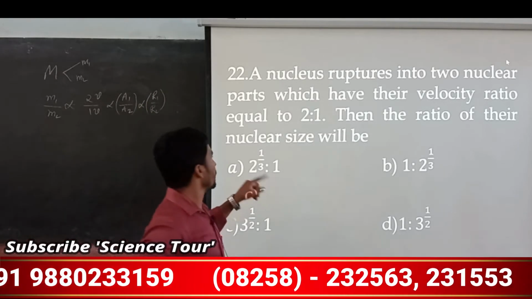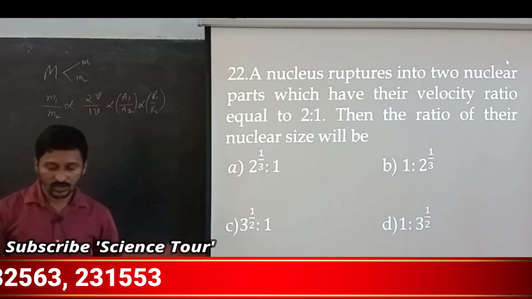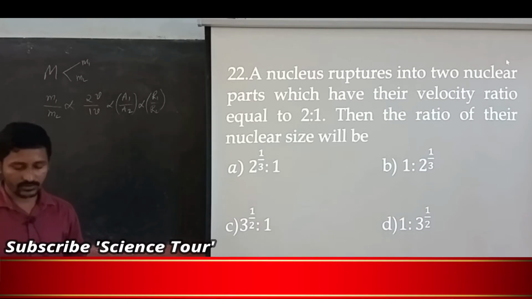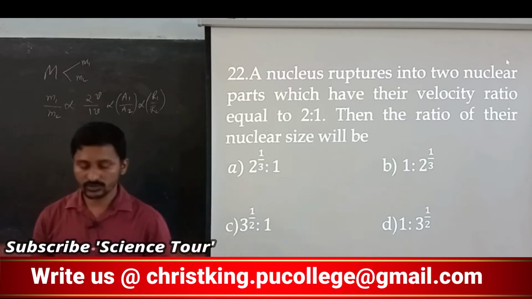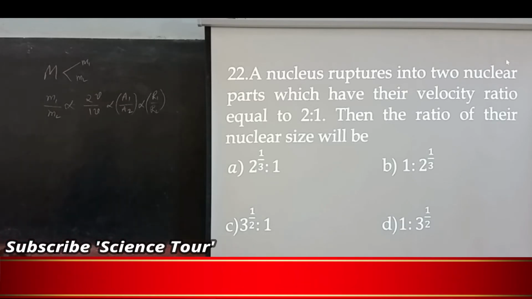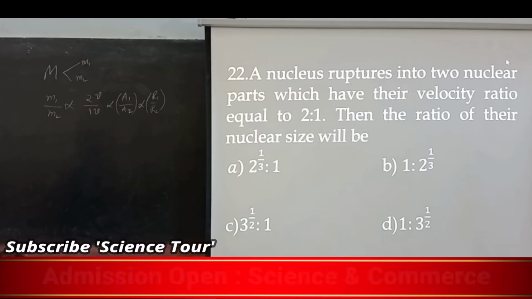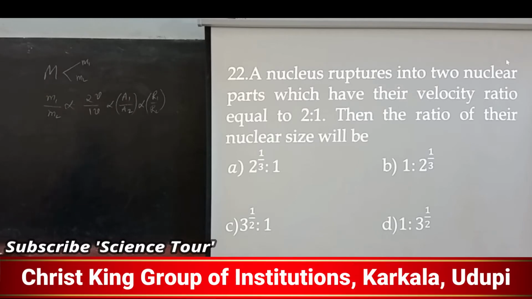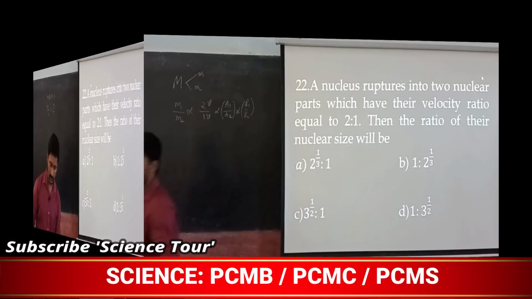Then you have to find out the ratio of their nuclear size. R1 and R2 means A1 and A2, but you know that M1 is 2 and M2 is 1 time. So substitute and find out the answer.